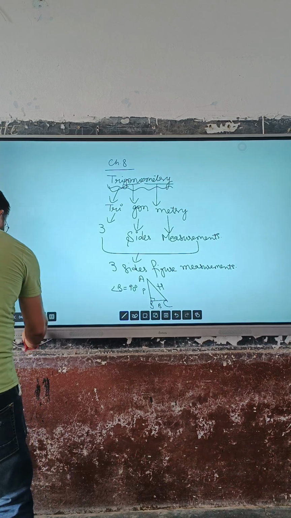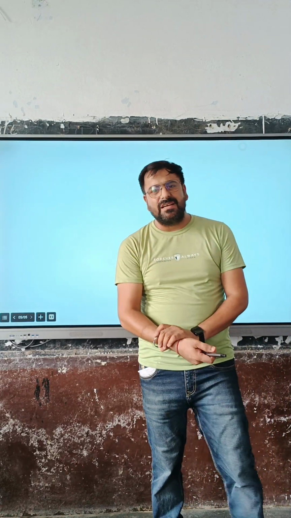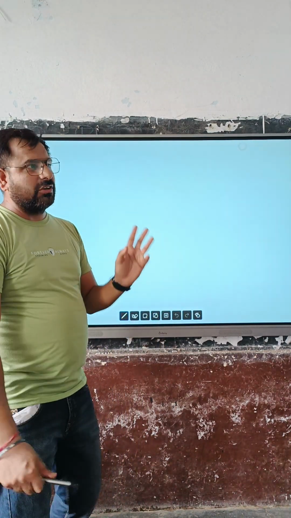Now, firstly we will talk about the applications and uses of trigonometry. With the help of trigonometry we can find the height and distance of any object and any building. If we want to measure the height of a building from the ground level, we can find it with the help of trigonometry. So firstly, how trigonometry is related to the sides of the triangles.